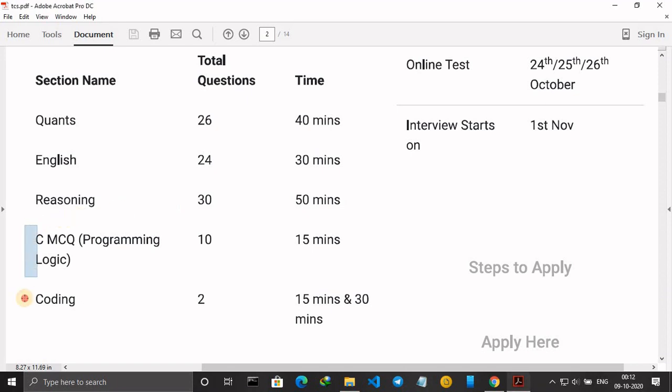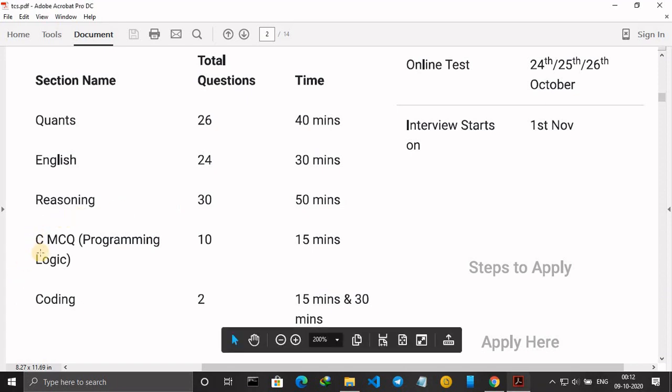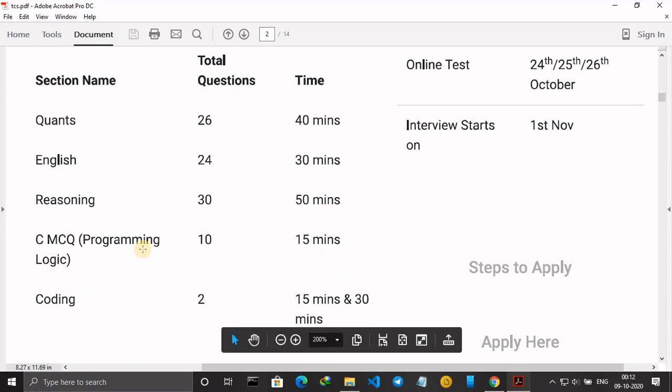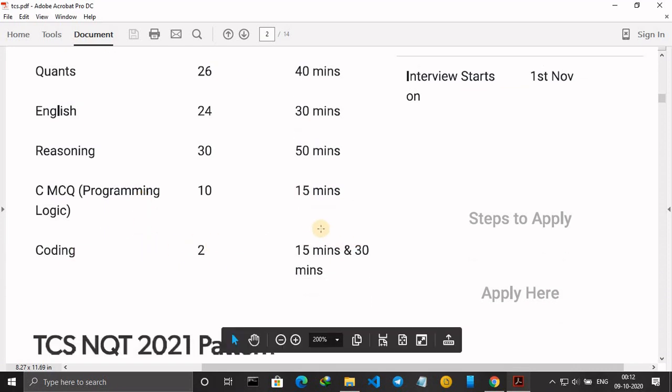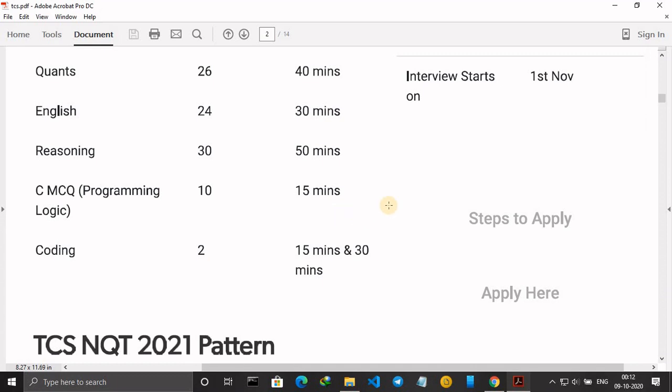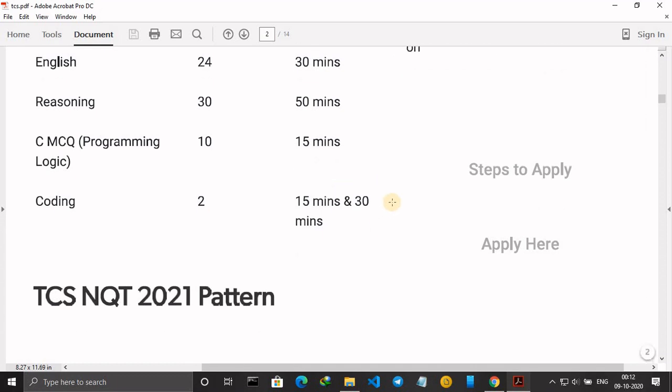In this section there will be CMCQ questions. The total number of questions will be 10 and the time will be 15 minutes, and there will be two coding questions. For the first coding question the time will be 15 minutes and for the second the time will be 30 minutes. The level of the first question will be easy, and the second will be average or high level.